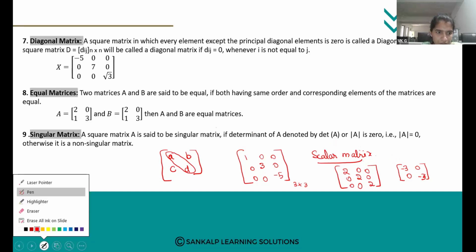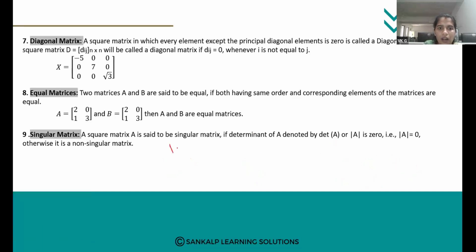Identity matrix. Identity matrix is again a special type of scalar matrix in which diagonal entries are 1. Clear now? Identity matrix is a scalar matrix in which diagonal entries are 1. It is a diagonal matrix, so non-diagonal entries are 0. If I consider order 3, diagonal entries are equal to 1.